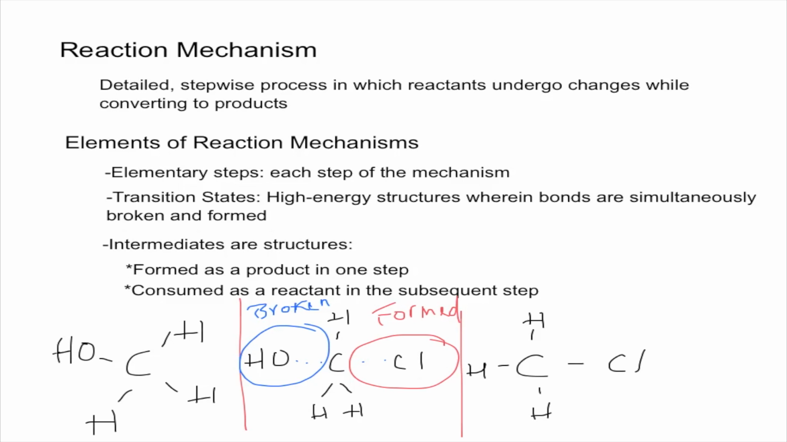Now finally, the last element I wanted to talk about were intermediates, which are structures that are formed as a product in one step and then consumed as the reactant in the subsequent step. So you will not see intermediates at the beginning or at the end of the reaction because they're formed in the middle of the reaction and they're then consumed in the middle of the reaction. So they are not part of the reactants or the products. And that's all I wanted to talk about.